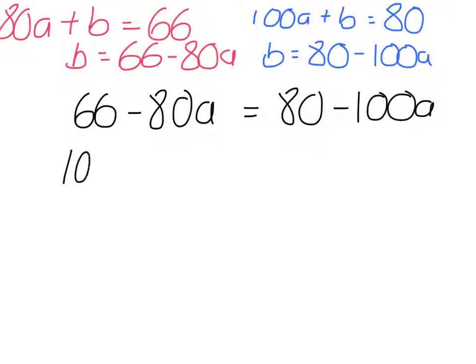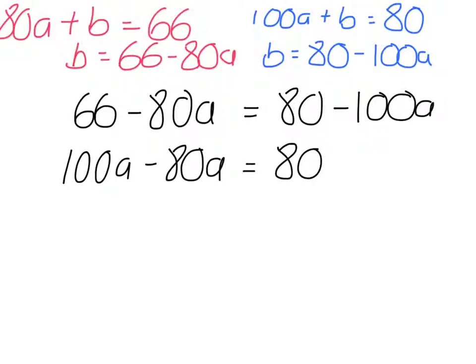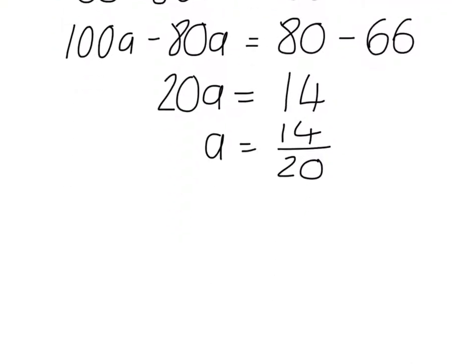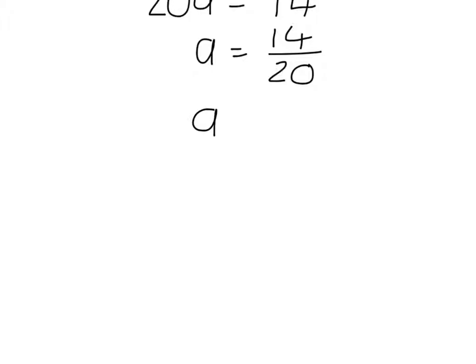So bringing 100a to this side changes it to plus 100a, take away 80a. And we have 80 on this side, and taking 66 over makes it become negative 66. 100a take away 80a is 20a, equals 80 take away 66, which is 14. So that means a equals 14 over 20. That can be simplified to a equals 7 over 10, which means that a equals 0.7.